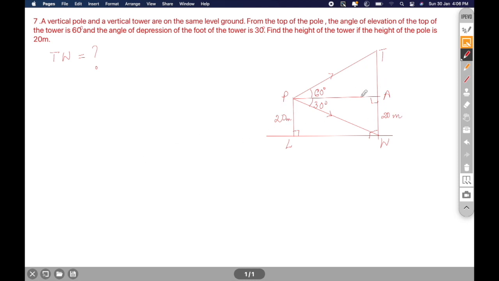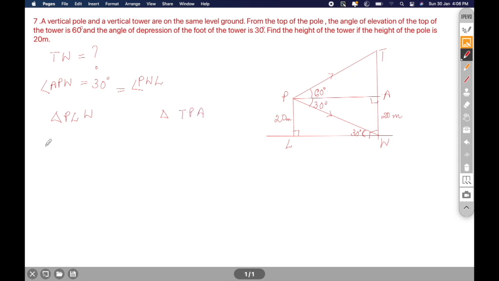Now again in this diagram we have two right angle triangles. You can see here that angle APW equals 30 degree, which is equal to angle PWL, both being alternate angles. So this is also 30 degree. Now the two right angle triangles to be considered here are triangle PLW and triangle TPA.